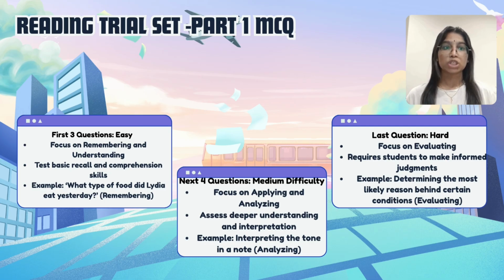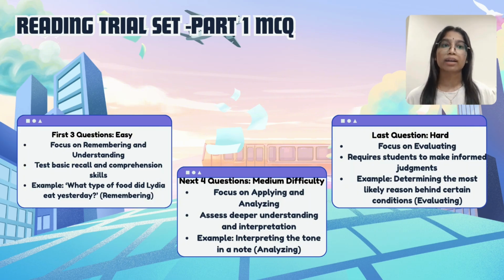For example, question 6 asks students to interpret the tone in a note, which requires them to break down and analyze the emotional state of the writer. This involves both applying their understanding of the tone and analyzing the context to interpret the message. So these types of questions challenge students to engage with the text more deeply and assess its meaning, moving beyond just basic recall and comprehension.